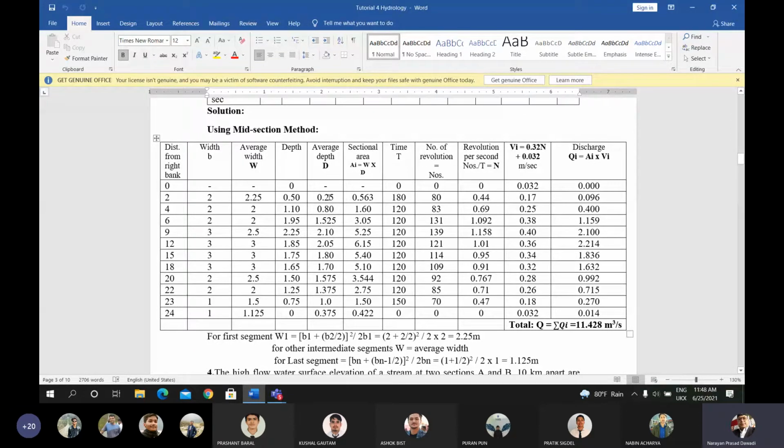Okay, now the area of the section would be W into D. W into D will be the area of the section.